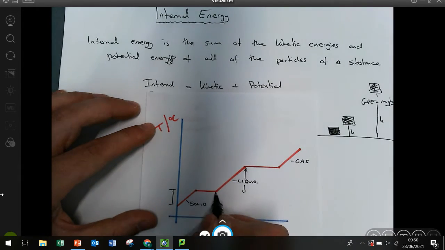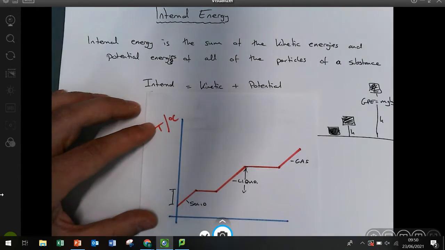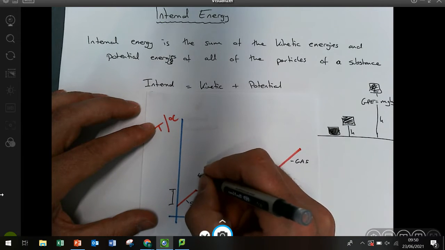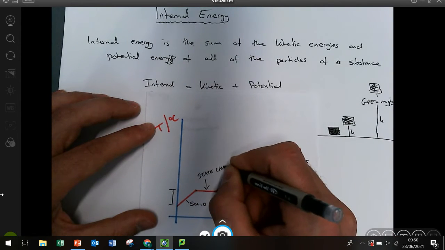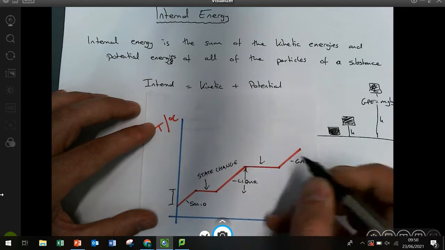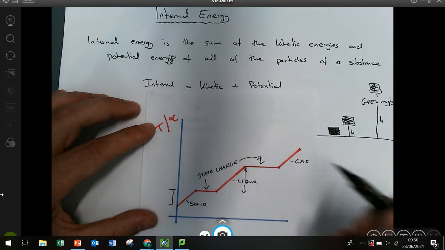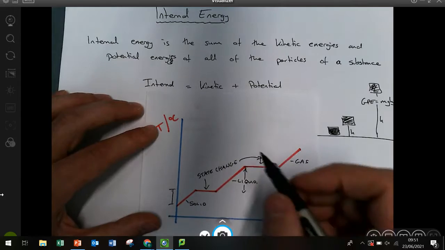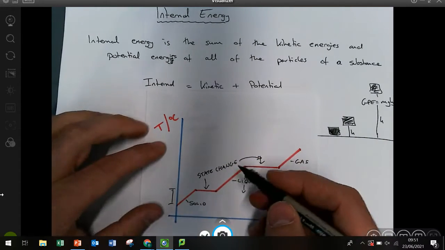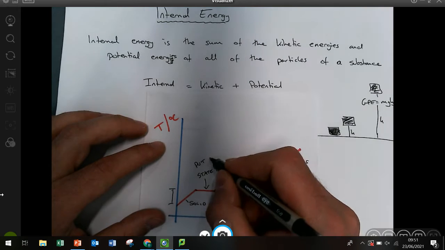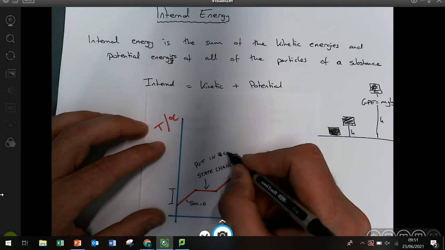What about during this bit here and this bit here? Well, during this bit, we have a state change. And during this bit, we also have a state change. So what is going on here? Well, what I'm doing is I'm putting in energy, and when I put in energy, I am breaking bonds.